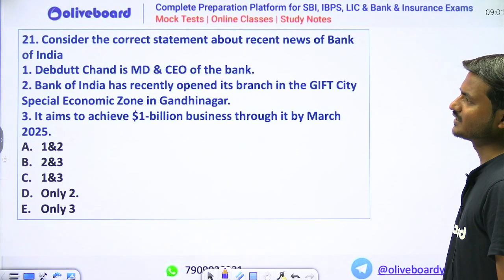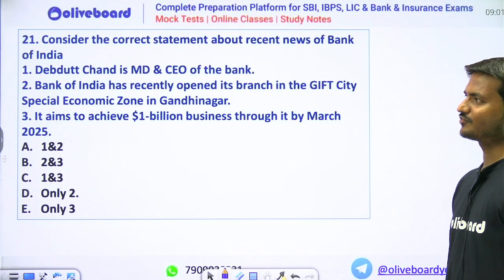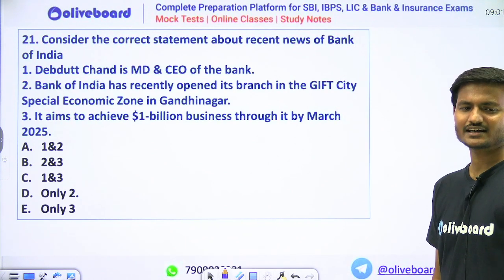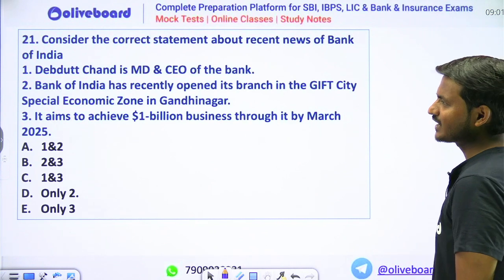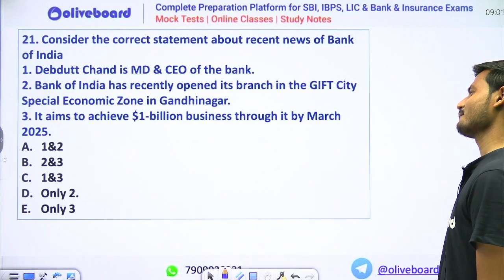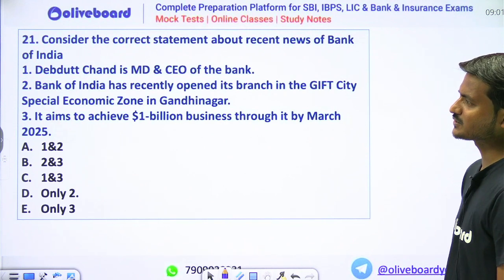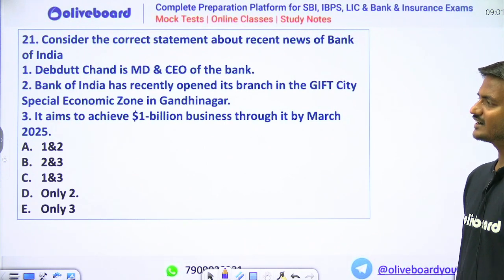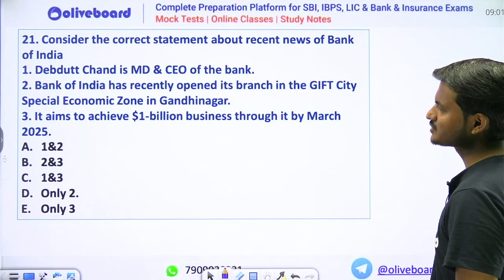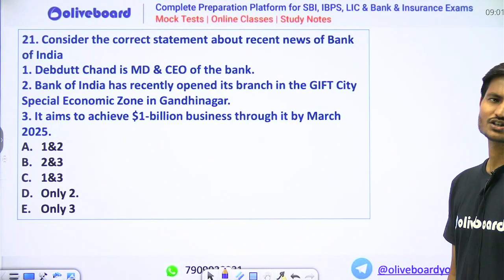The next question: consider the correct statement about recent news of Bank of India. It is a very static question. First statement, Debadutt Chand is the MD and CEO of the bank. Second, Bank of India has recently opened its branch in the Gift City Special Economic Zone in Gandhinagar. Third, it aims to achieve 1 billion business through it by March 2025.